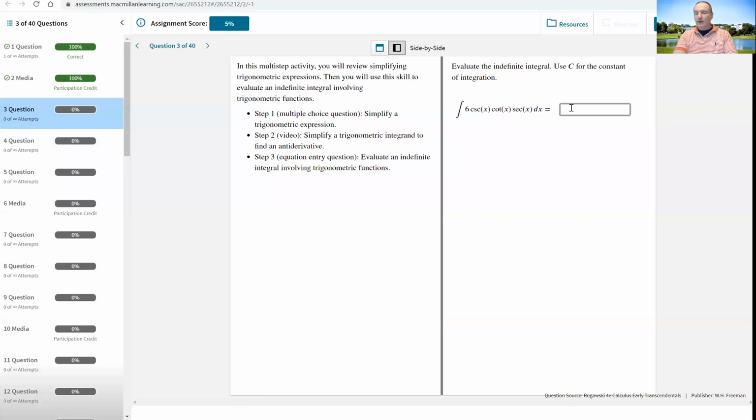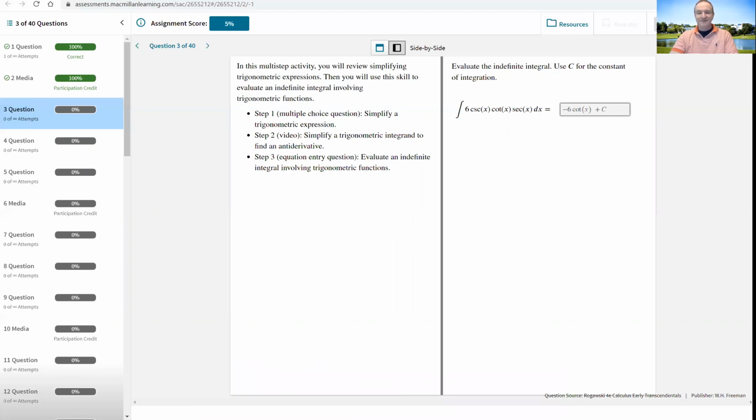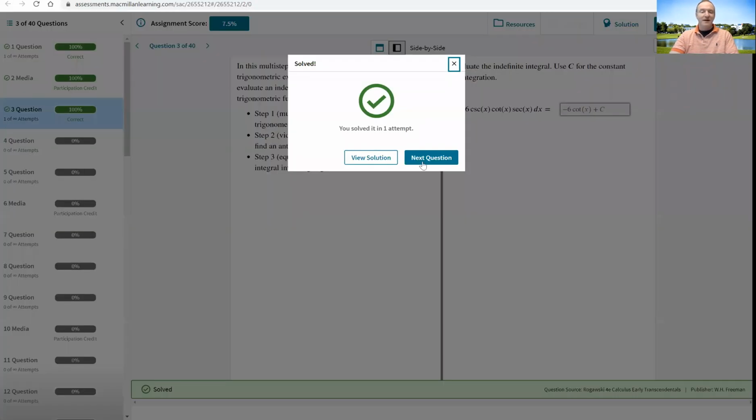So I'll say, okay, this one is wanting -6 cotangent x. And notice as soon as I type in the COT, they go ahead and put the parentheses there for me. And I'll say plus the constant of integration, just plus a capital C. And you could also use their C down here, but I think the C just on my keyboard is fine. Let's see. And it is correct.